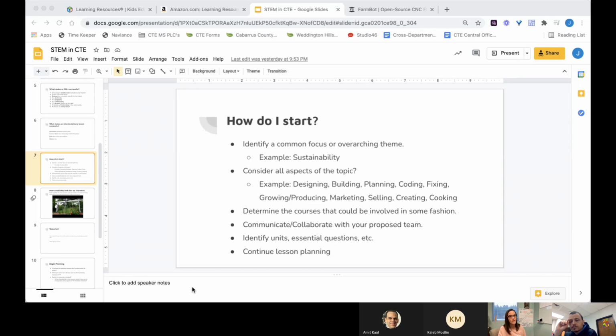But there's no reason why the CTE department and more, and this is why I had said this earlier, you can pull in band and chorus, and they can create the music for it. They can create a jingle that goes along with it. You can pull in social studies when you're talking about sustainability. You can pull in science because you're talking about the impact, the global warming component of it, making sure that we're able to replenish the resources that we're using.